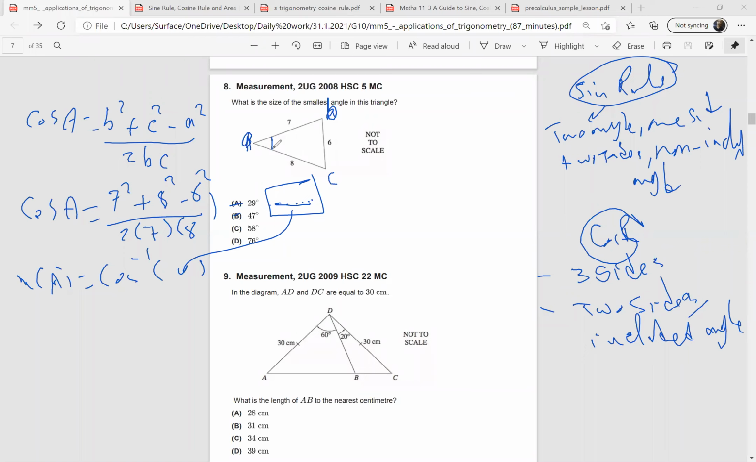Yes. Mister, can you do the next solution? You need the smallest angle. So the smallest angle is opposite to the shortest side. Okay. Have you got it? What did you get?